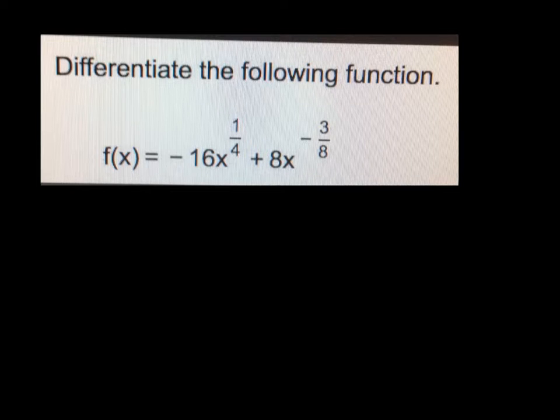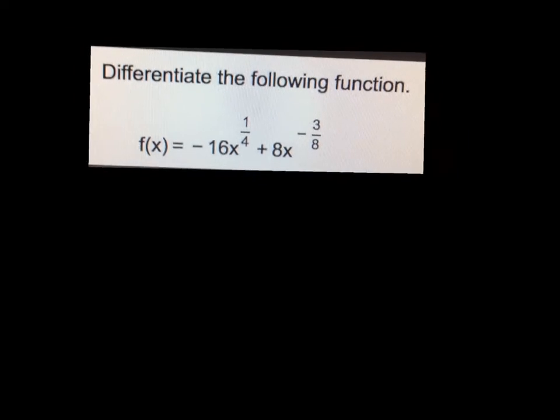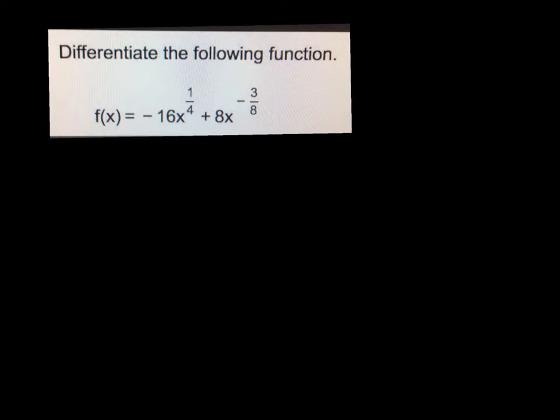So here's our second function that you needed to differentiate. And with this one, we're going to use the power rule. And it's the fractions that are going to be problematic. So we need to multiply this 1/4 by the coefficient, so we get negative 4x, and then we need to subtract 1 from 1/4. So if I write 1 as 4 over 4, then I can work with the fractions and get negative 3 over 4, so that's our new exponent.